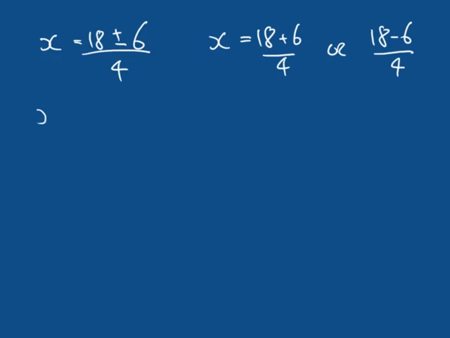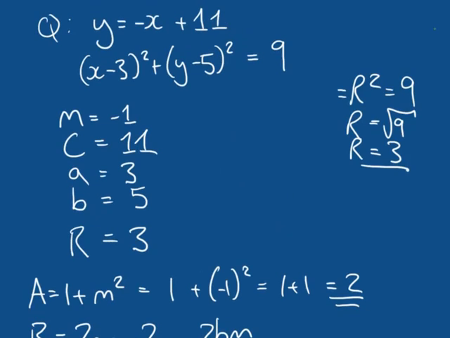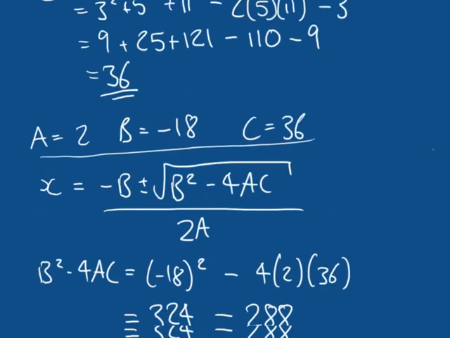which means that x is going to be equal to 24 over 4, or 12 over 4. And that means that x is equal to, well, 24 over 4 is 6, or 12 over 4 is 3. So x is equal to 6 or 3. We now put this into our line equation. y is equal to minus x plus 11.